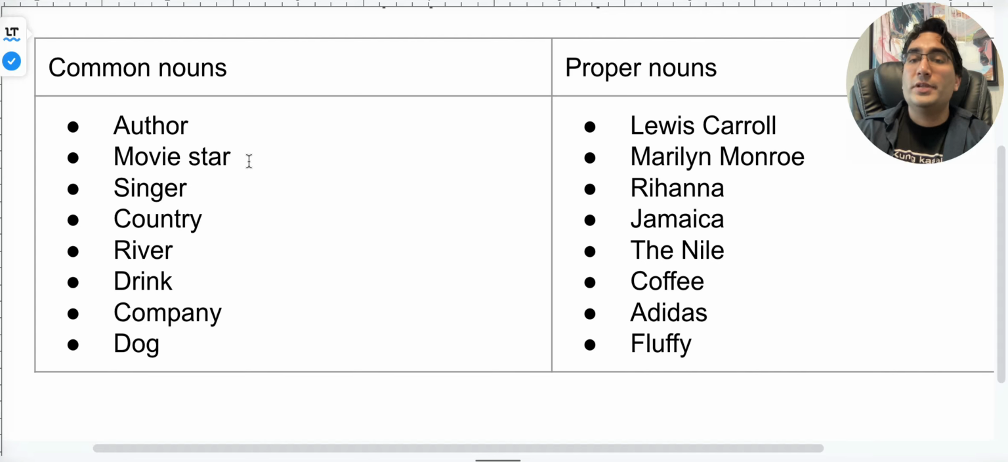Another common noun is movie star. And who's the movie star? Marilyn Monroe. So the actual name Marilyn Monroe would be proper noun. Singer would be common noun.